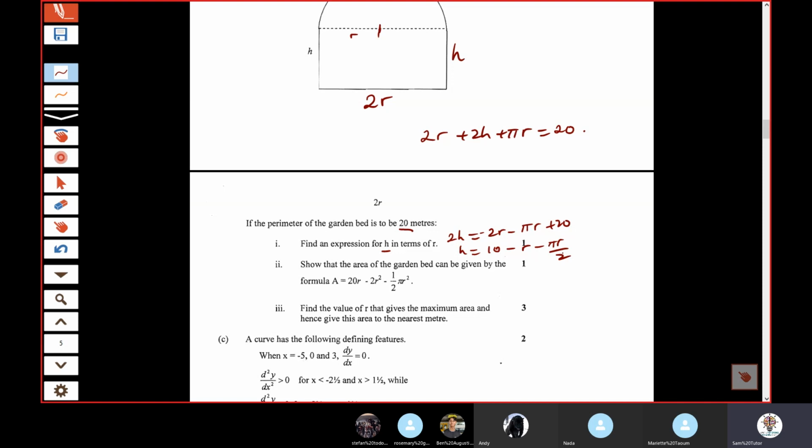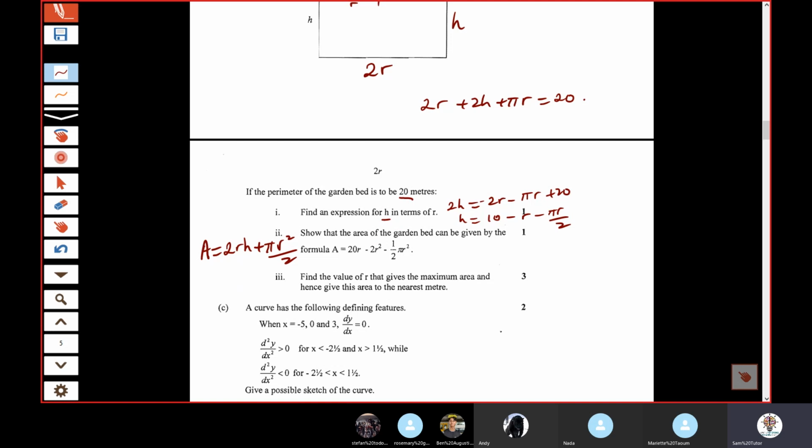Done. That's h done. How do we find the area of this thing? What is the area equal to? 2rh plus pi r squared on 2. Again, what are you going to do? Sub h into this. This time, pay attention and don't get it wrong. Take your time with it, and then I think you guys know what you've got to do. Differentiate.